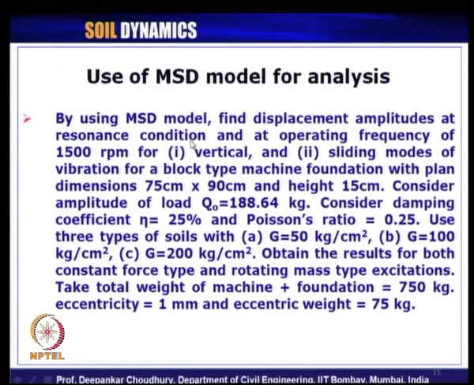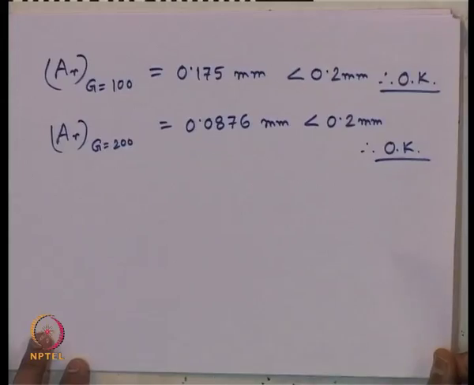Then we had solved this problem for both vertical and sliding mode of vibration. We have computed displacement amplitude both at resonance condition as well as at operating frequency condition for two different types of foundation, that is constant force type and rotating mass type excitations, with three different types of soil having G values like this. So, now let us go for rotating mass type excitation. This is for constant force type excitation we had completed.